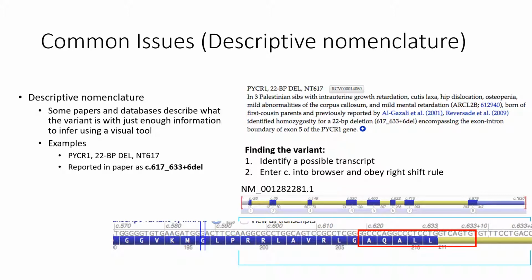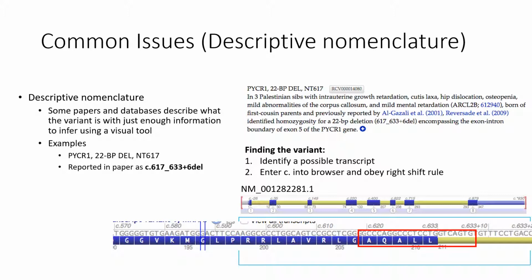So if we zoom in on the region, we can find the exact 22 base pair deletion that we want to take out, and we'll actually see that this is an example of the right shift rule. So you can kind of see that there's 4 G's on the left-hand side of the deletion that could sort of be incorporated in the deletion, and there's 1 G on the end.